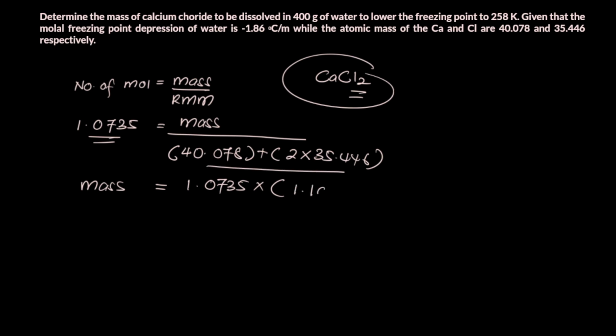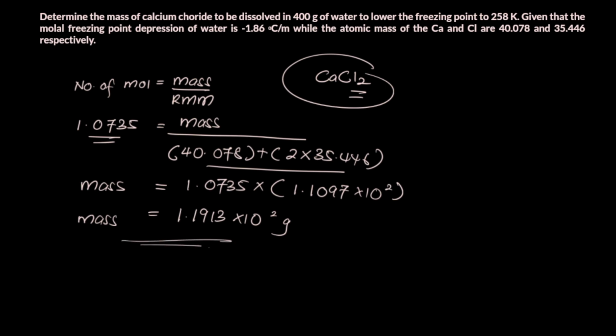You should get 1.1097 times 10 to the power of 2. Therefore, your mass should be equivalent to 1.1913 times 10 to the power of 2 grams. So this is the final answer for your 8th question.